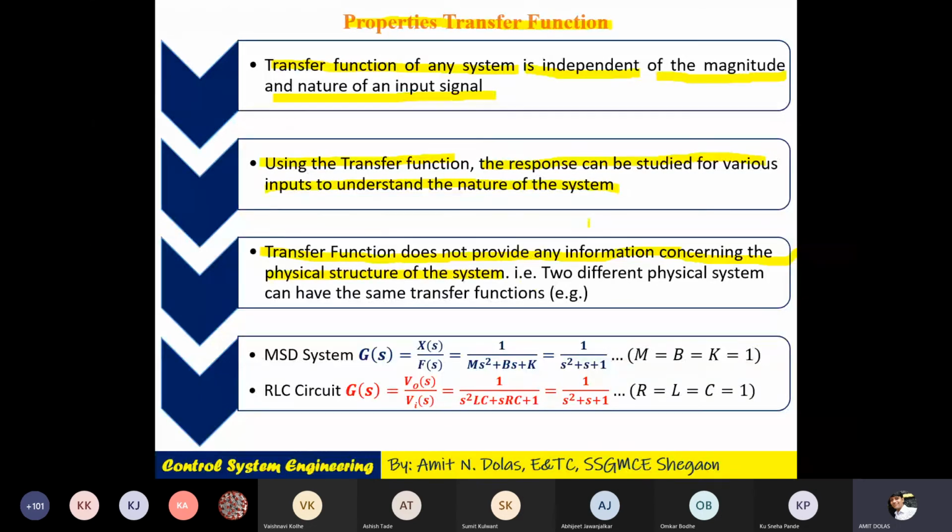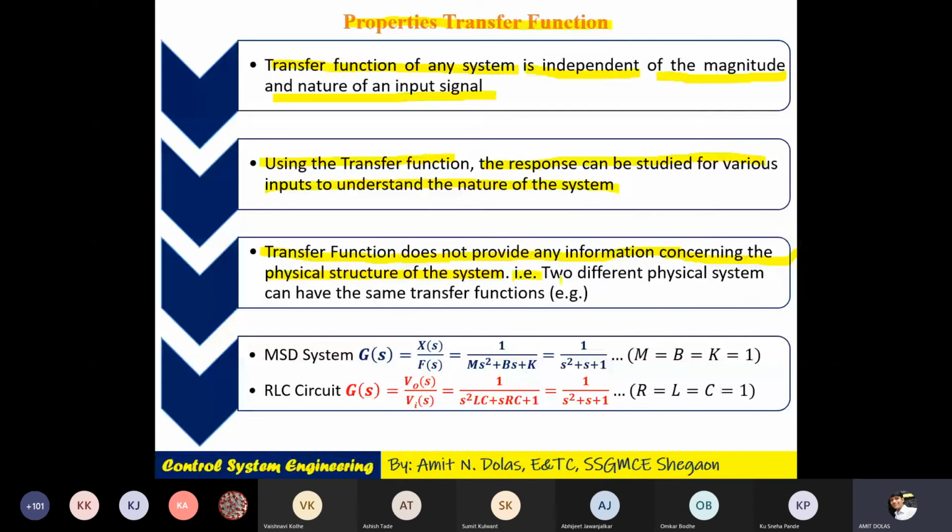As I said, you have a particular transfer function, say G of s is equal to 1 upon s square plus 1 s plus 1, and if you are asked what type of system this is, is it mechanical, is it electrical, is it electronics, is it physical, and the answer has to be given from the transfer function, you cannot justify, you cannot identify. The answer is it may be any system, maybe mechanical, maybe electrical, maybe electromechanical, whatever.